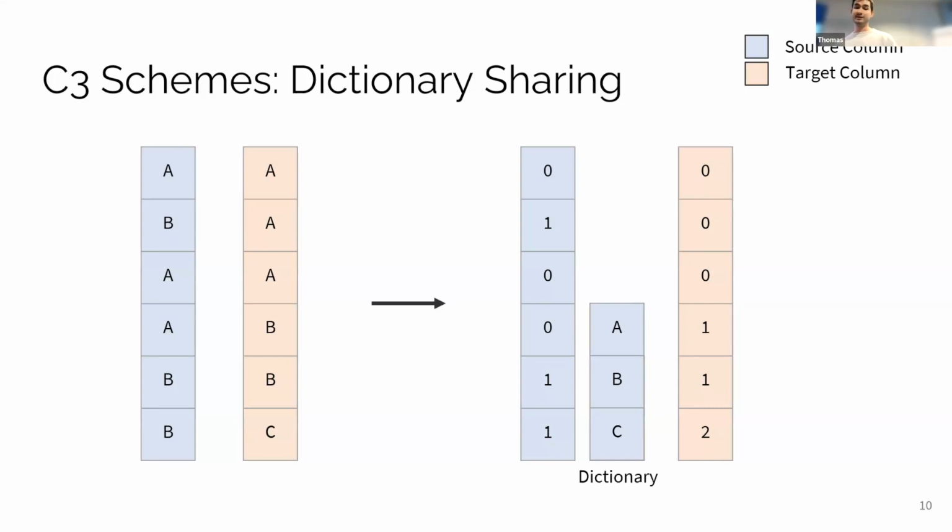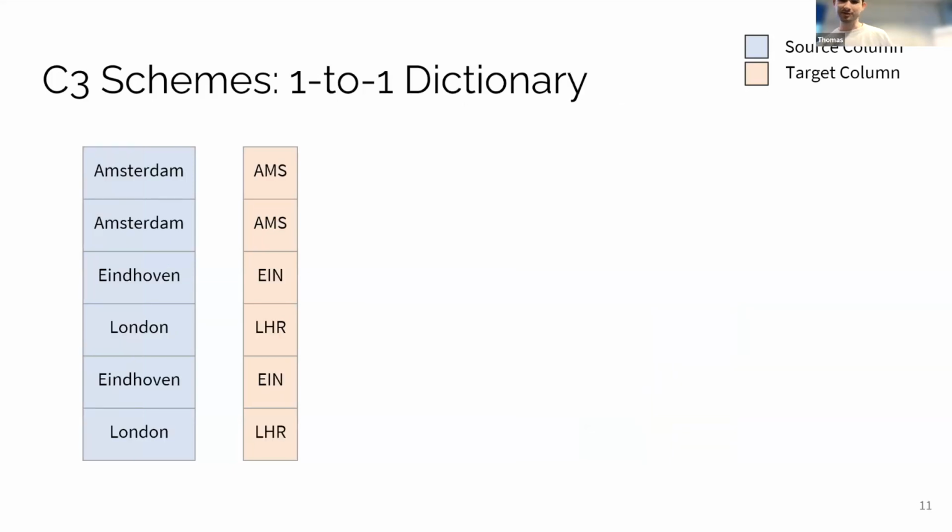So this scheme does require the source column to be dictionary encoded, even if other compression schemes may be more suitable for the source column. So moving on to the one-to-one dictionary. In this example, we have 2 columns with city names and airport codes. And here we can see that each city name is always mapped to the same airport code. So we have a one-to-one mapping.